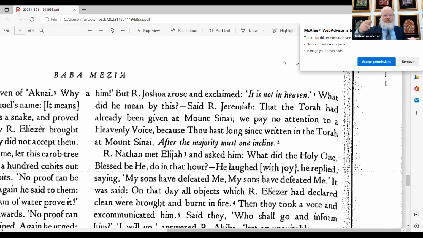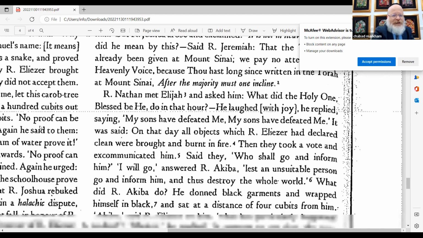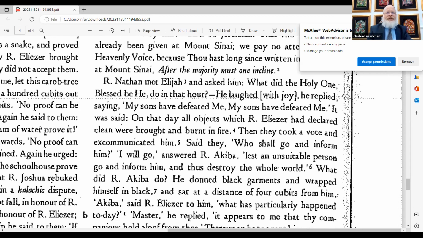The plot thickens even more in the next piece. Rav Natan met Elijah the prophet, and asked him. Rav Natan was present there, and he bumped into Elijah the prophet. Elijah the prophet is still around. He's an angel, right? Eliyahu Navi comes on Pesach.